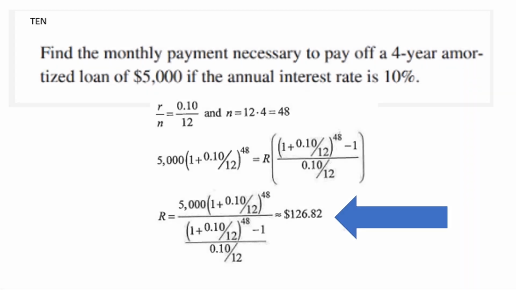Number 10, you were to find the monthly payment necessary to pay off a 4-year amortized loan of $5,000 if the annual interest rate was 10%. Well, this is a monthly payment, so you divide the 10% by 12, and we're doing this over 4 years, so that's 48 months. And so here is the formula, and so we're going to solve for R. And when you solve for R, you should have gotten 126.82.